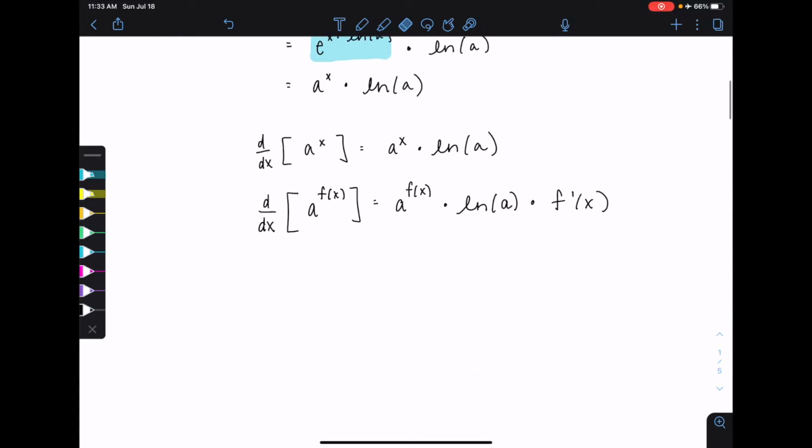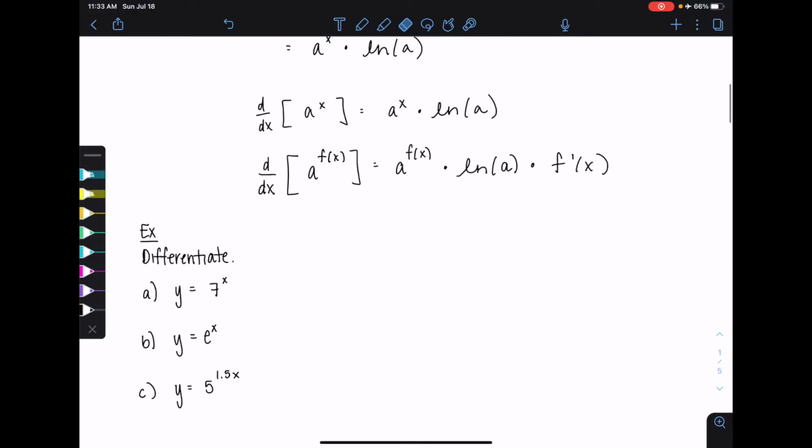So let's get some practice. Let's differentiate 3 different functions. We're going to start nice and simple. Derivative of 7 to the x would just be 7 to the x times the natural log of the base. If you want to differentiate e to the x, following this same guideline, it's e to the x times the natural log of the base. The reason this one's so special is because that natural log of e is just 1. So that's why you end up with e to the x instead.